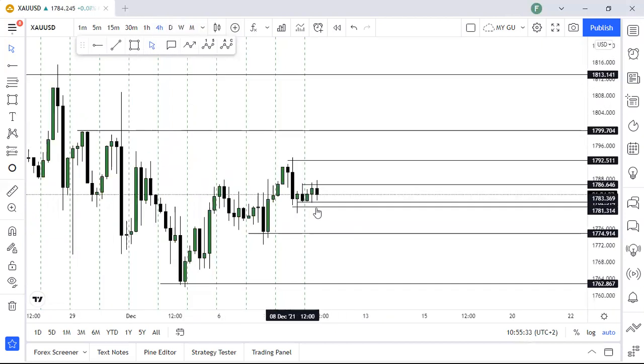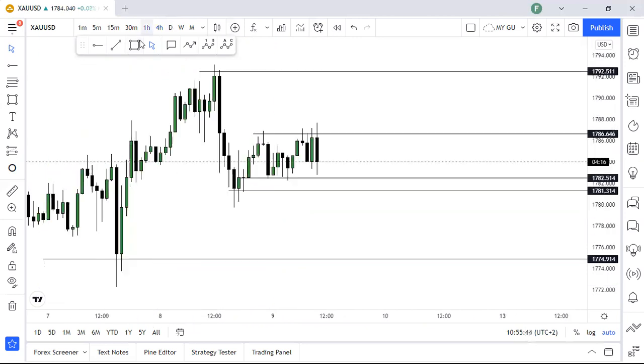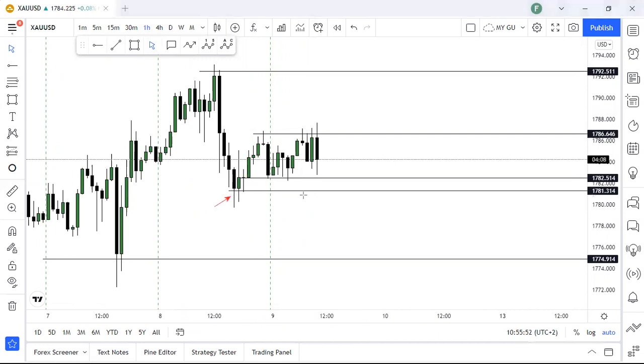Price created a low right here, right? So we're saying, okay, we want to see a candlestick closing below this low for us to sell to at least this target. So we wait on the 1 hour for a candlestick to close below our final confirmation, which is this low. The moment price closes below this low, then we know price is going lower. Do you see what I mean?